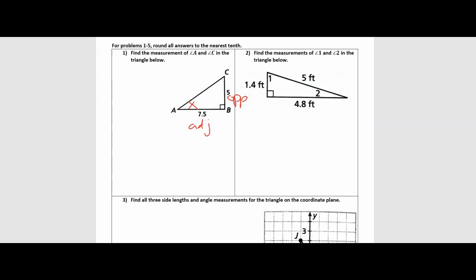Well, the trig ratio that uses opposite and adjacent is tangent. So I'm going to have tangent of x is equal to 5 over 7.5. Now again, my variable is inside of my tangent function. So to undo that tangent function, I need to use the inverse of tangent. So I'm going to apply that inverse function to both sides.